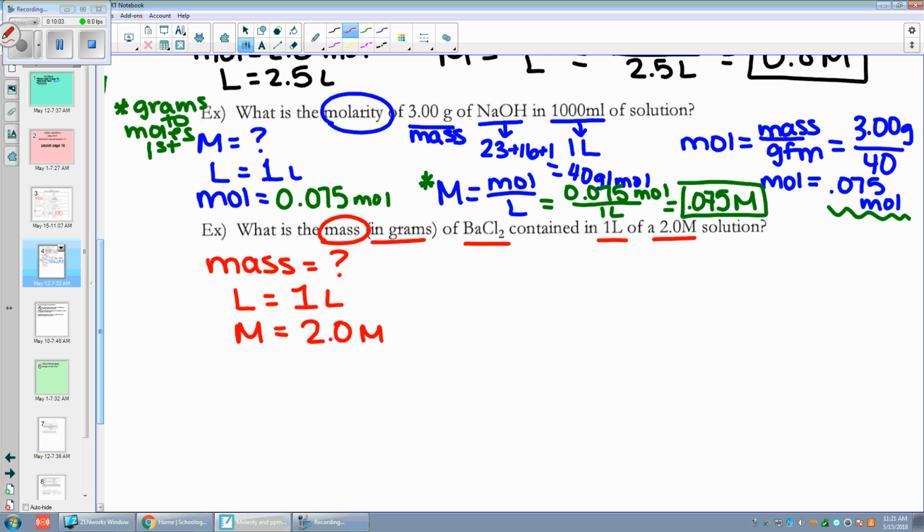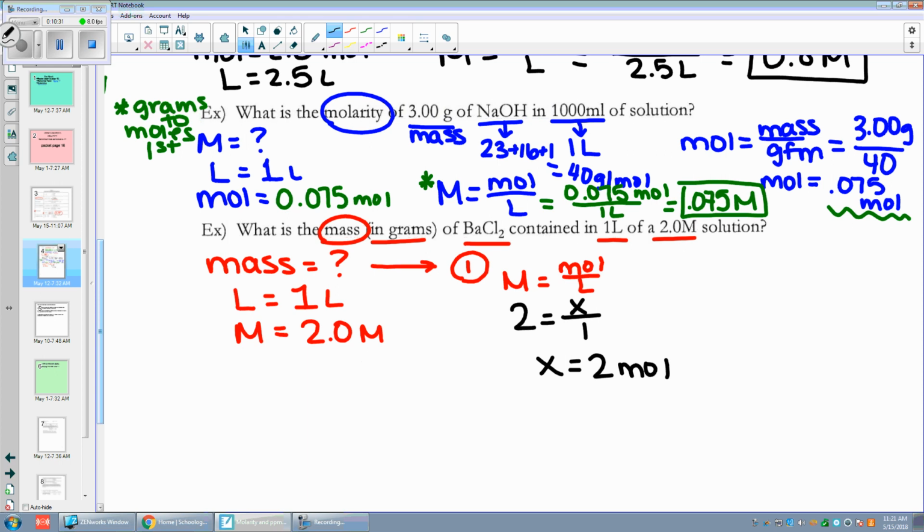Well, I want mass. The only way to get to mass is to first, I'm going to use my molarity equation. Molarity is moles over liters. Let's solve for moles, because moles is going to help me get back to mass. So I know my molarity. Let's plug in. Molarity was 2. Moles is x. My liters was 1. That leaves me with x equals 2 moles. All right, so now I have 2 moles.